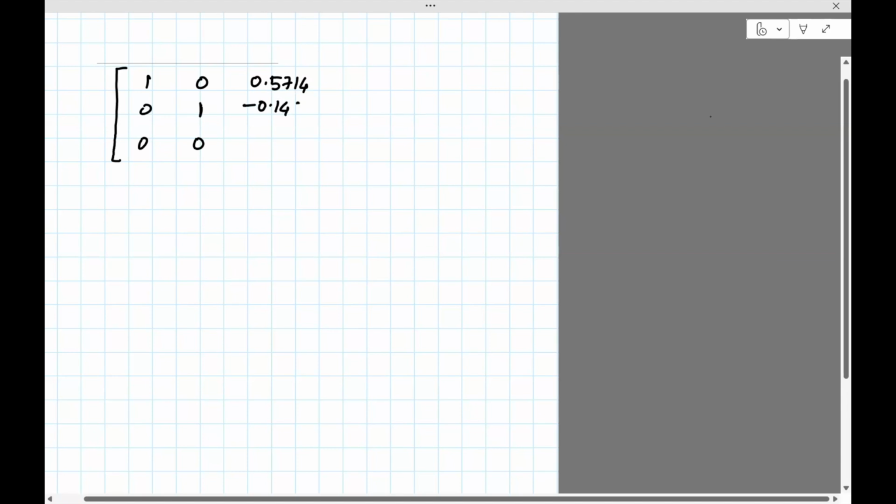Minus 0.1428 minus 1.8572. Then we have 2.7143, 1.5714 minus 5.5714.